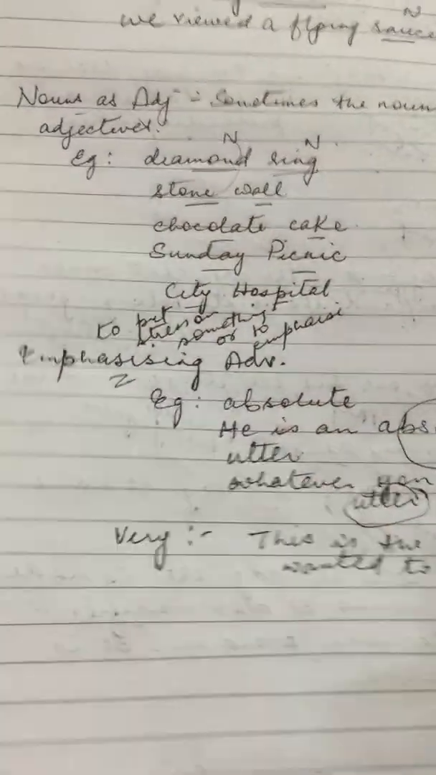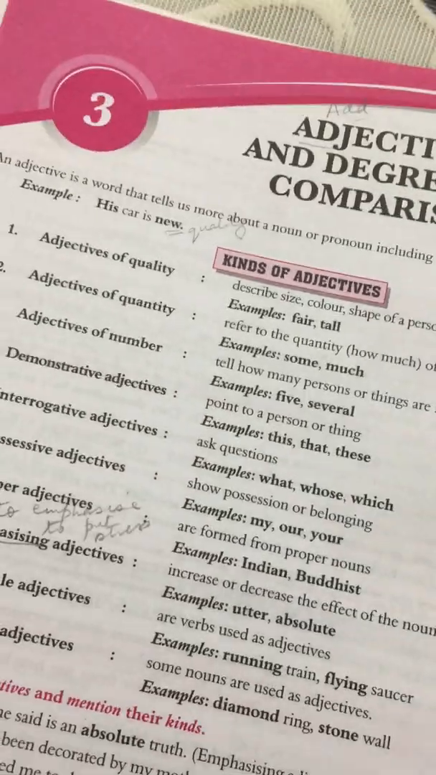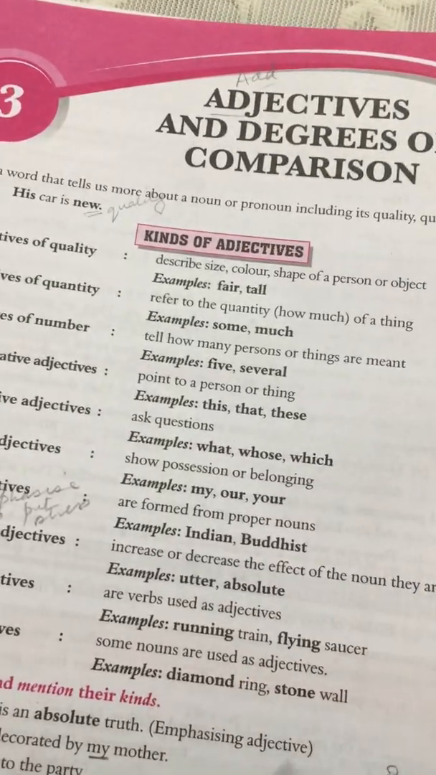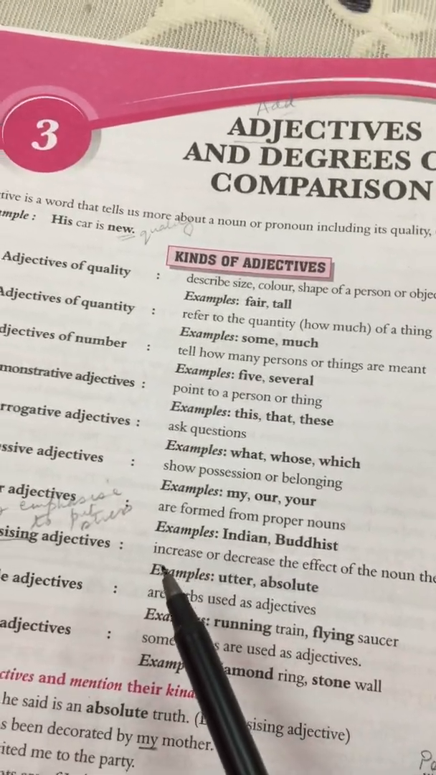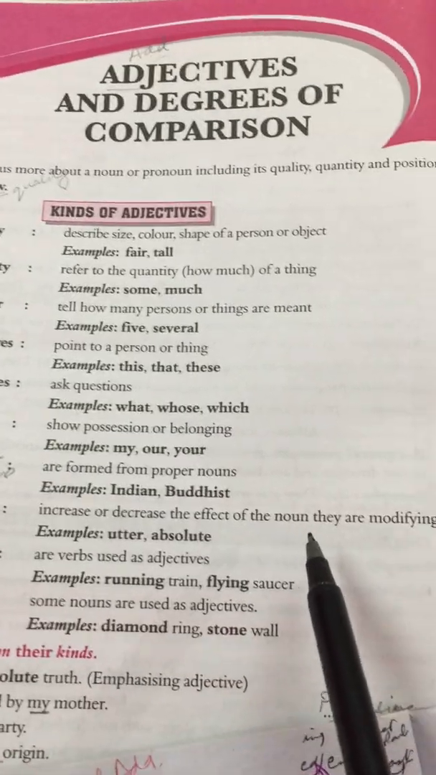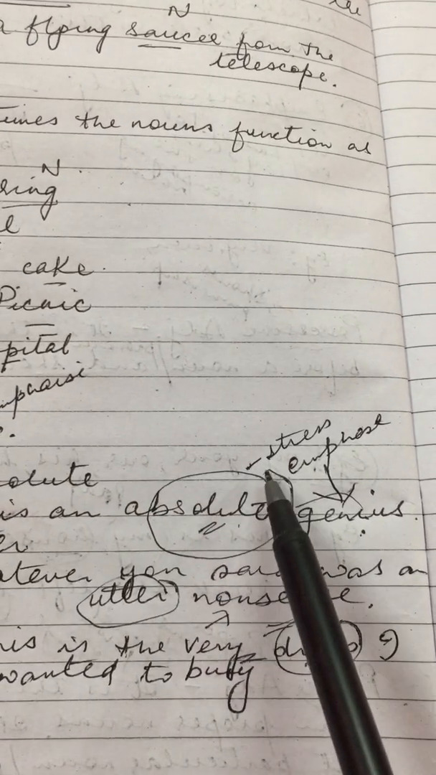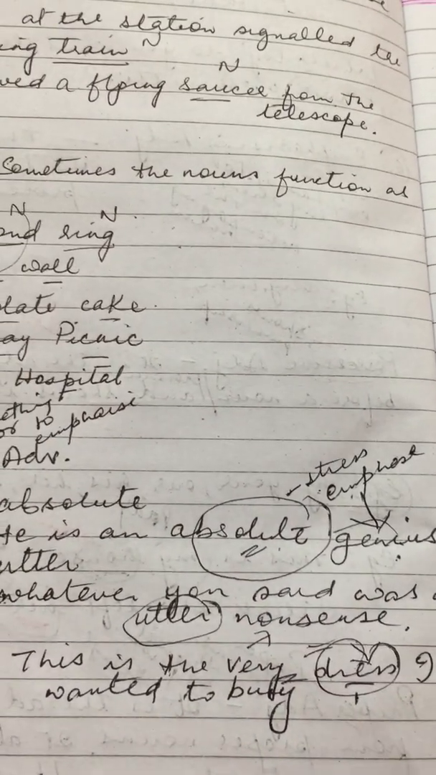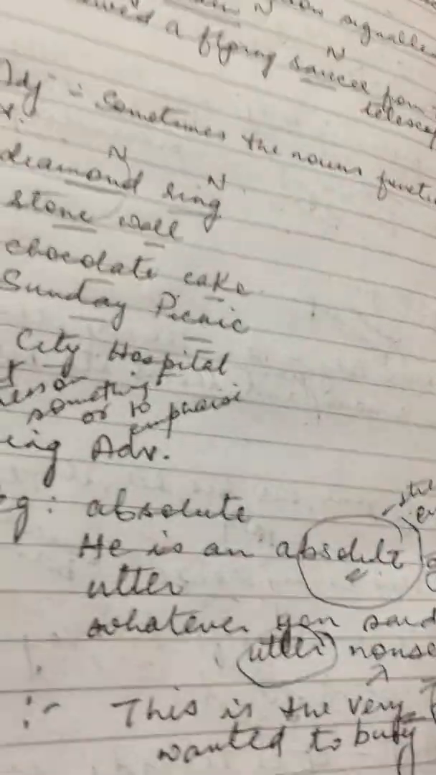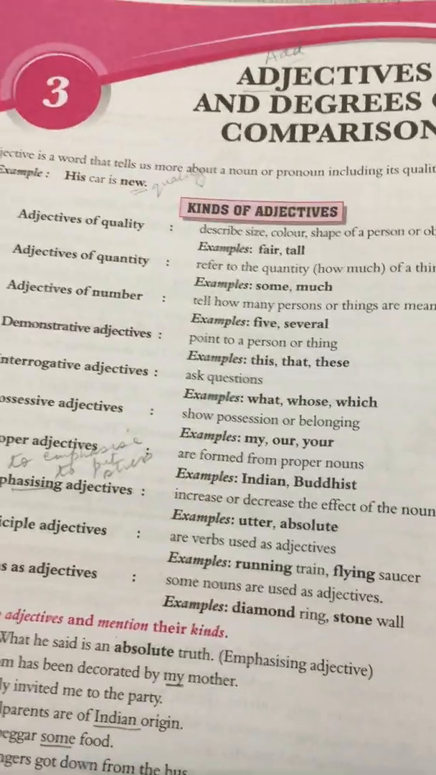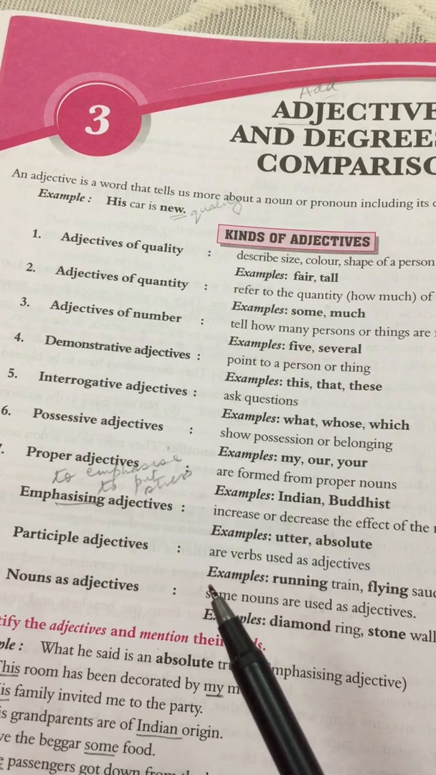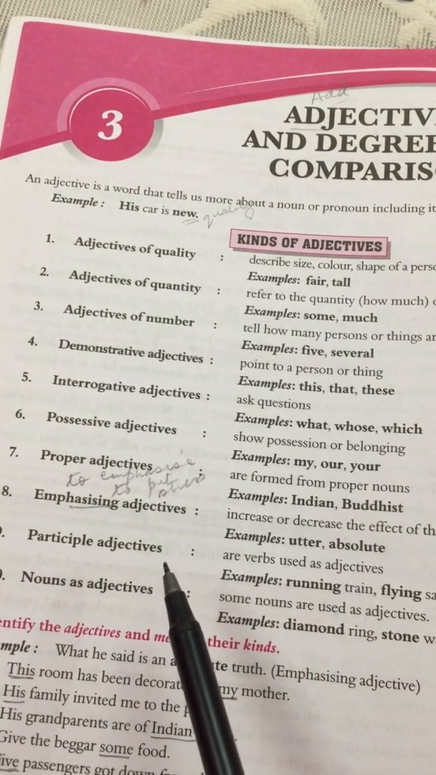emphasizing adjectives. We use these words to increase or decrease the effect of a noun. Here it is increasing the effect. The very dress, here also it is increasing. So somewhere it increases and somewhere it decreases. Alright, now we will move to the participle adjectives.